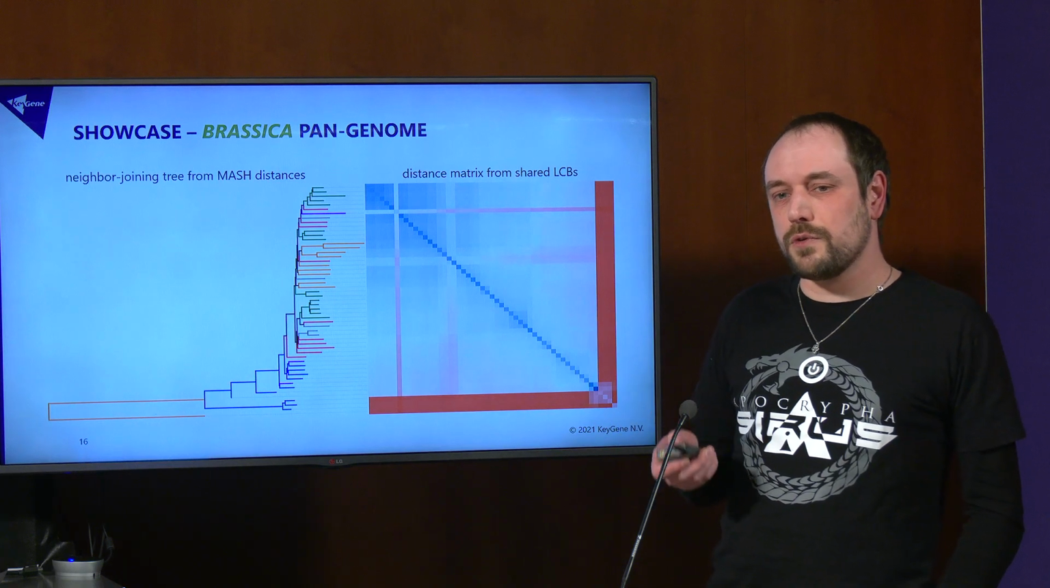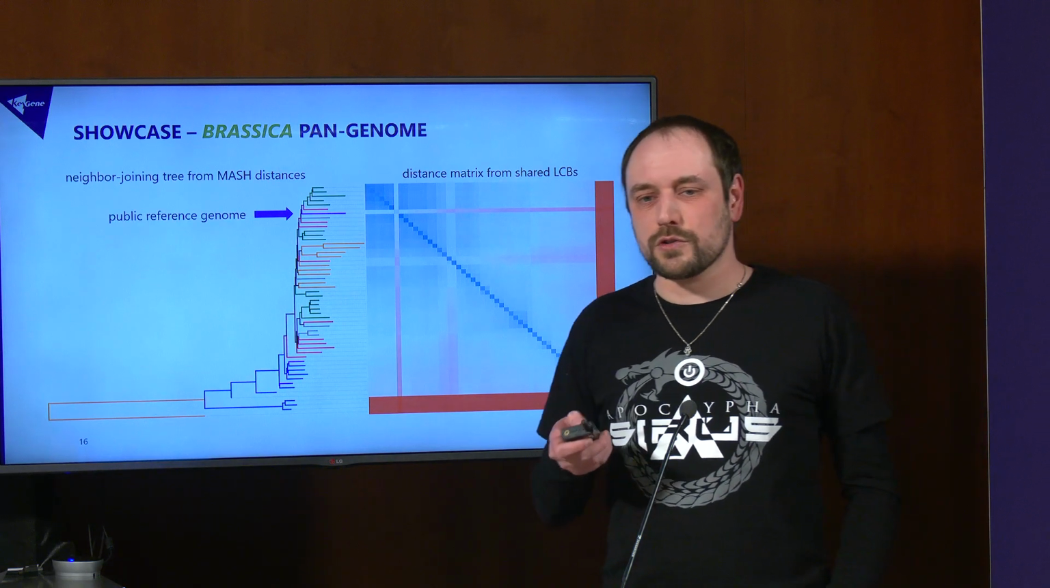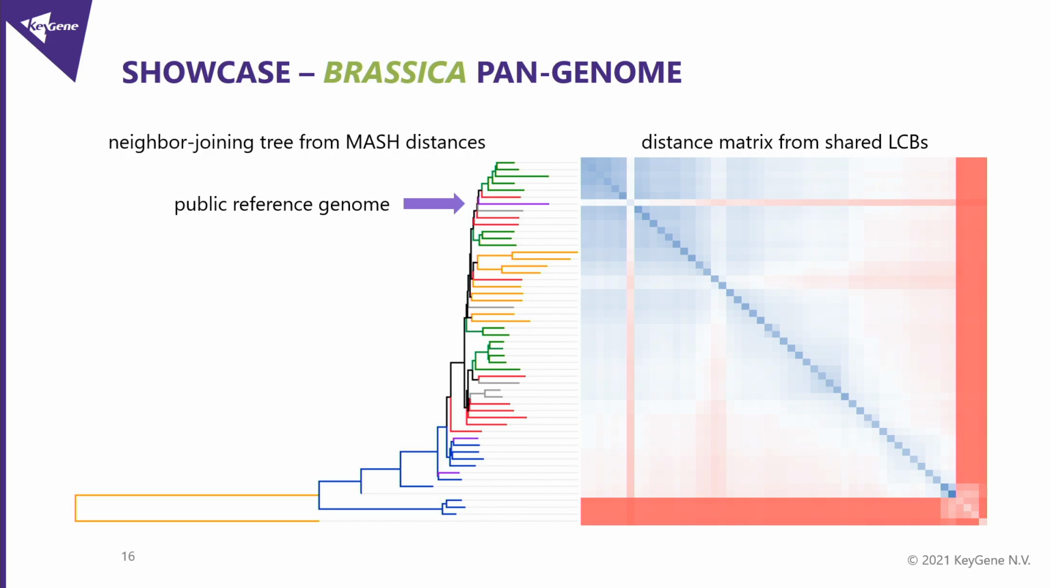Now, I want to point out a few of those outliers. So first of all, there's one on top here, and that's actually a public reference genome. And that genome is not as complete as the ones we sequenced recently, because it is a lot older, and it's also much more fragmented. And that means that within the pangenome, it ends up less well within the LCBs. So there it looks much different from the neighboring genomes, whereas in the phylogeny, of course, it looks very similar.